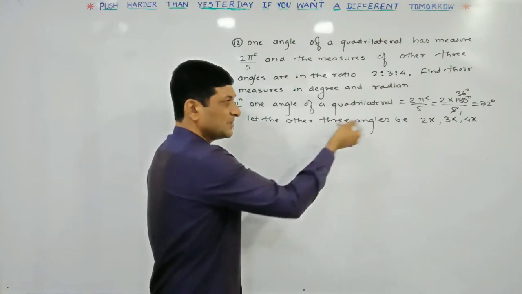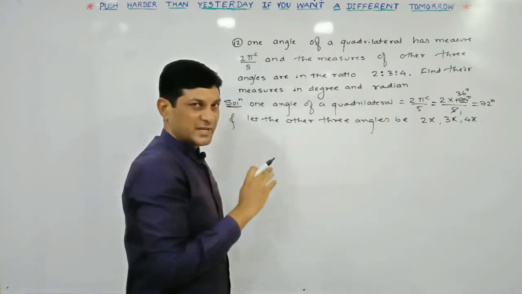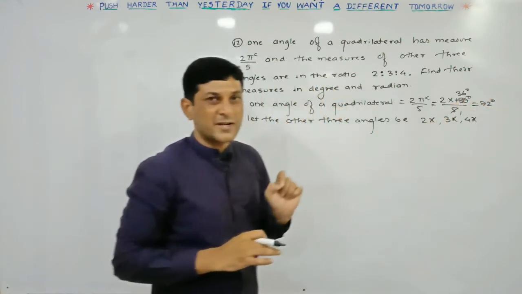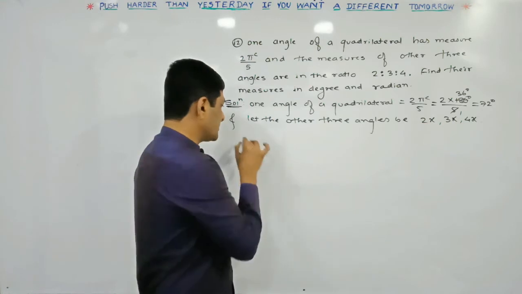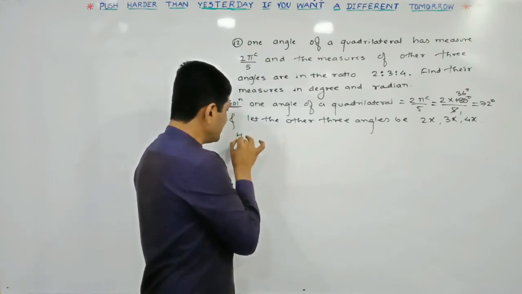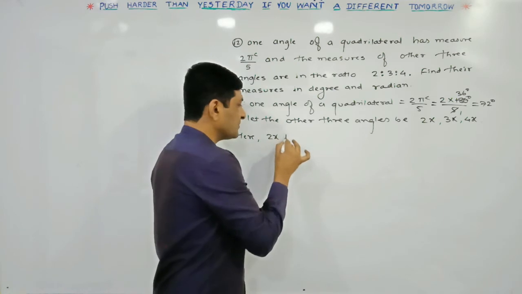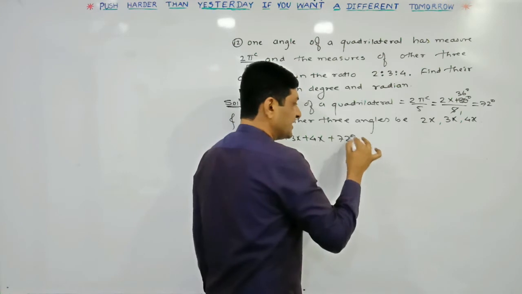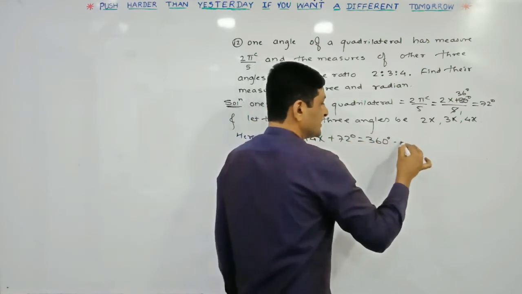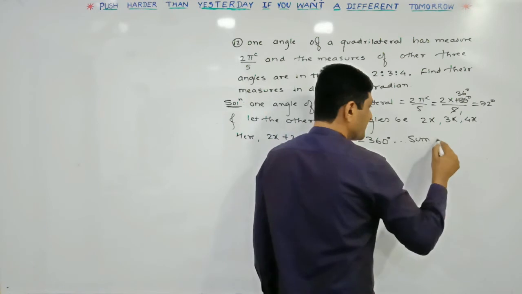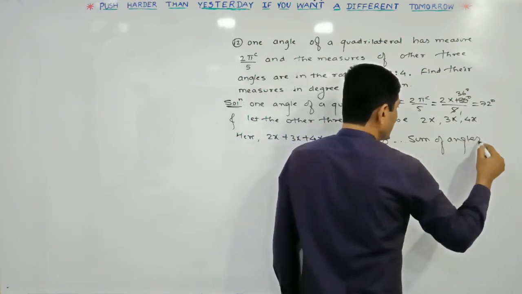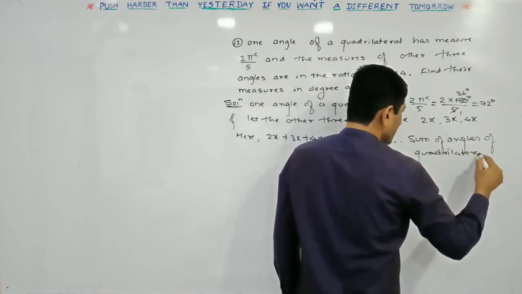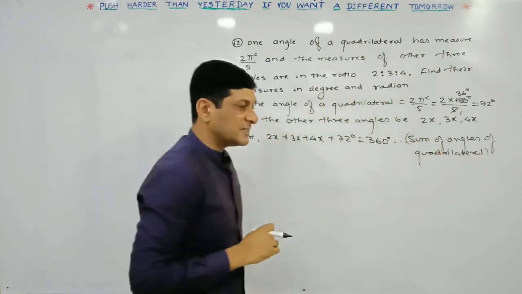So here the other three angles are 2x, 3x and 4x. These are three angles and this is the fourth angle, and the sum of the four angles of a quadrilateral is what? 360 degrees. So here we can say that 2x plus 3x plus 4x plus 72 degrees is equal to 360 degrees. So write down here: sum of angles of a quadrilateral is equal to how much?